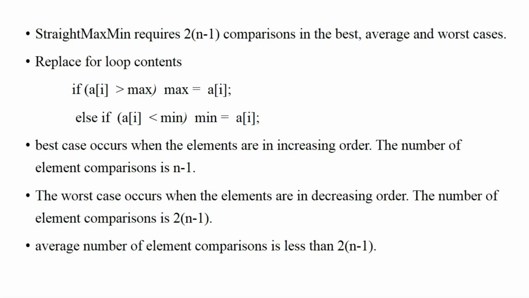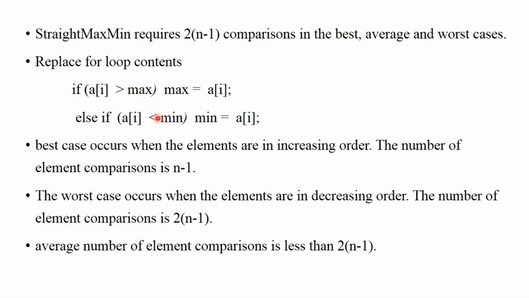Now suppose we replace the for loop contents in the previous function straight max min as: if a of I greater than max, then max is equal to a of I. Else if a of I is less than min, then min is equal to a of I. So that means we are going to have a fewer number of comparisons.